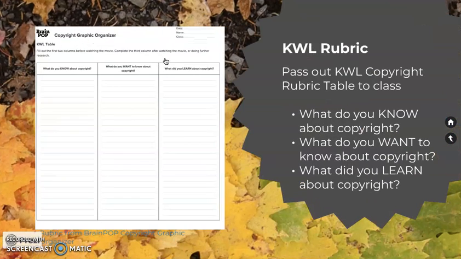And receiving feedback. So again, there's that KWL rubric, passing out the copyright rubric to the class before the presentation, asking them what did they know about copyright and what did they want to know, and then we find out what did they learn about copyright.